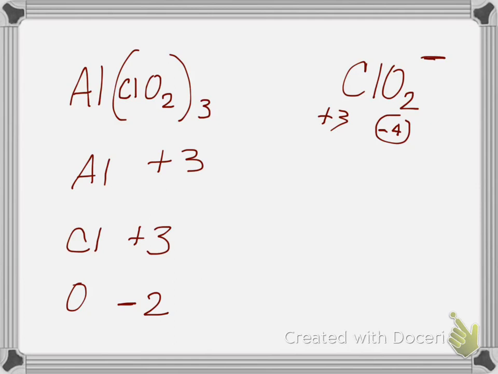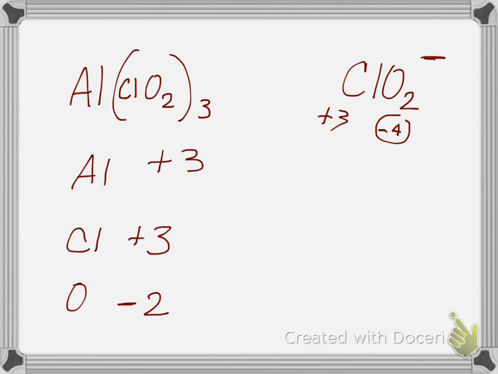Ms. Porter, I also had a question. Where you wrote oxygen negative 2, why would it be negative 2 and not negative 4? Because together it's a negative 4. Its individual oxidation number for each one is a negative 2. Okay, that makes sense. Never put the total there. Always put what it is individually.